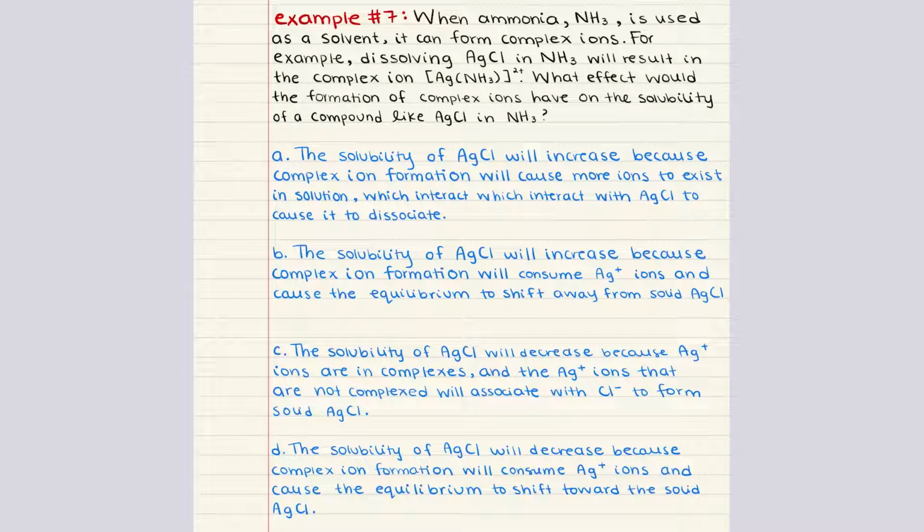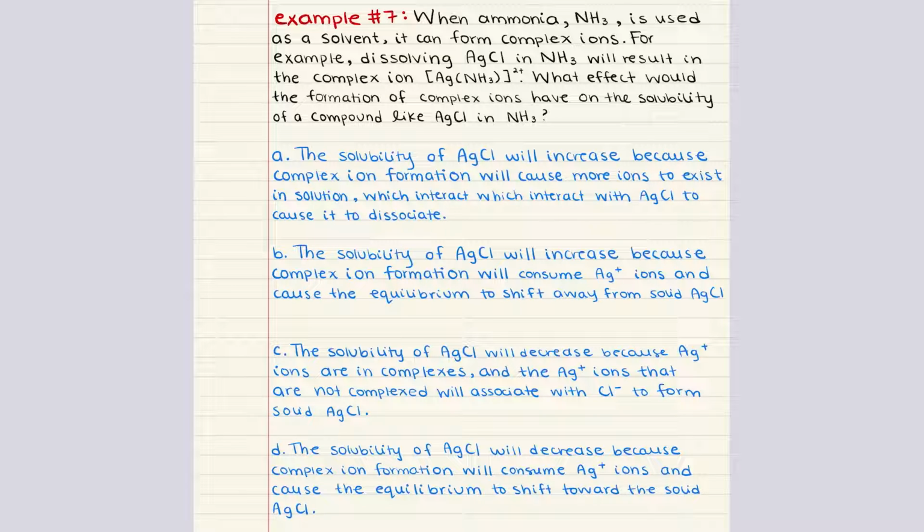A says the solubility of silver chloride will increase because complex ion formation will cause more ions to exist in solution, which interact with silver chloride to cause it to dissociate. B says the solubility of silver chloride will increase because complex ion formation will consume silver cations and cause the equilibrium to shift away from solid silver chloride.